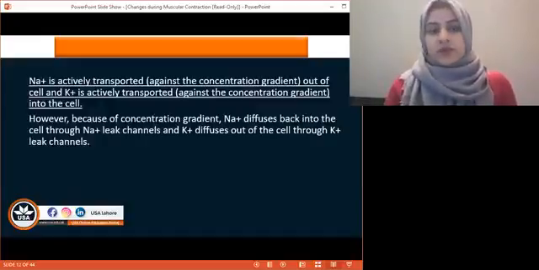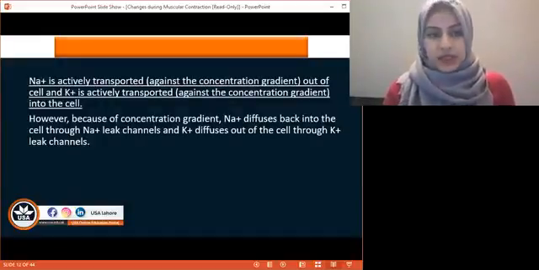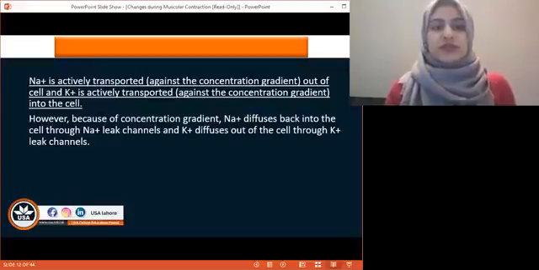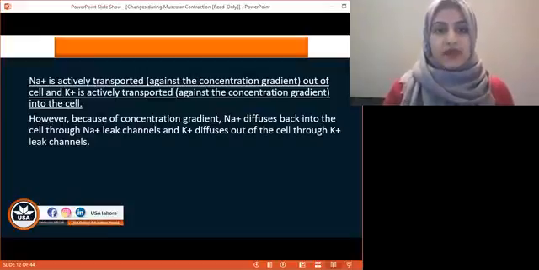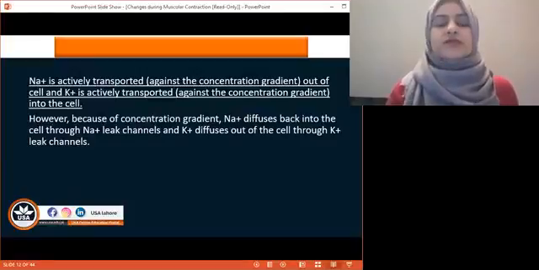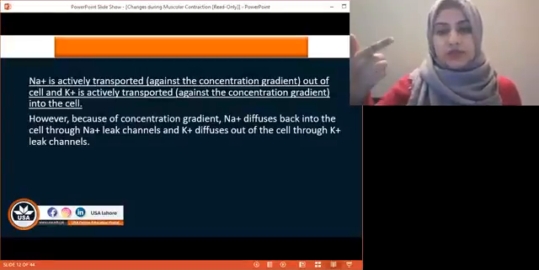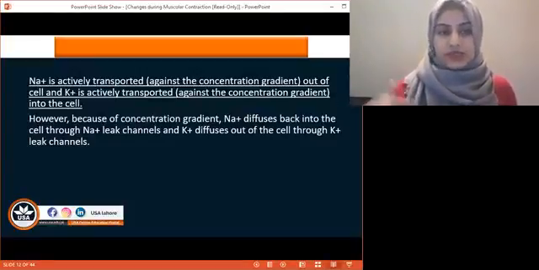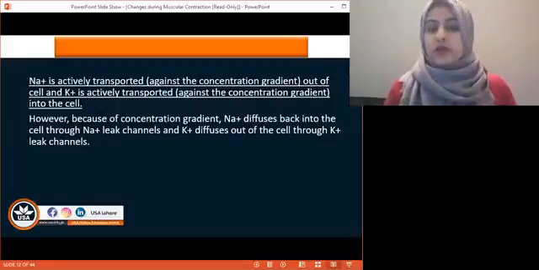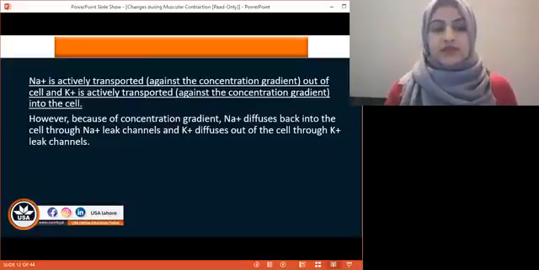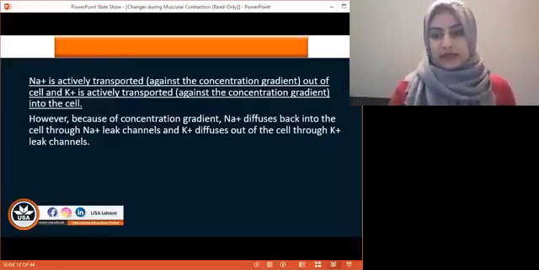Sodium is actively transported against the concentration gradient out of the cell, and potassium is actively transported into the cell. The very important thing that we know is sodium is actively transported outside the cell and potassium is actively transported inside the cell. However, because of the concentration gradient, sodium diffuses back into the cell through the sodium leak channels and potassium diffuses out of the cell through potassium leak channels. So no matter who is going outside and what is coming inside, at the end of the day, because of the leak channels, both will come back to their place.